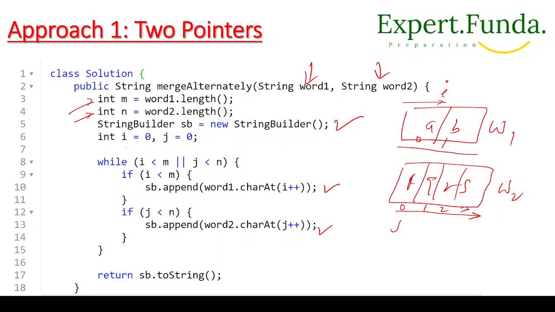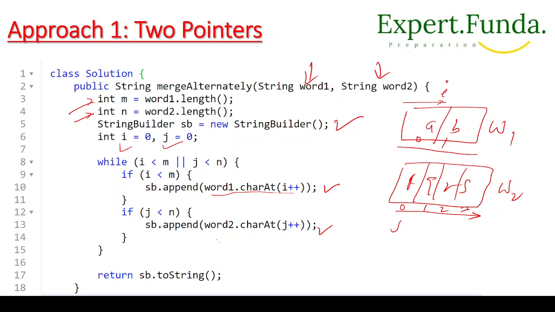So first, as you can see, I is moving from 0 and j is also moving from 0. After that we'll check if i is less than m and j is less than n, right? If either of these holds, we'll continue this while loop and we'll say sb.append. We'll append into here, so from word1.charAt(i) at the index, we'll append into sb.